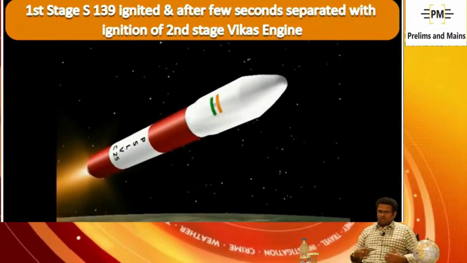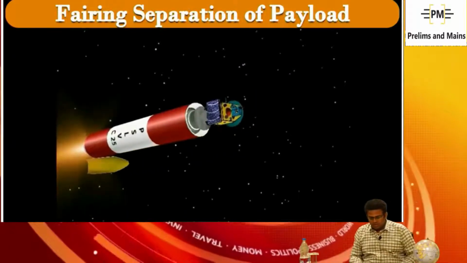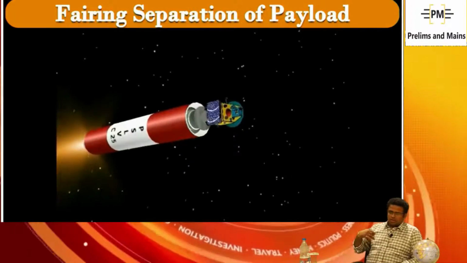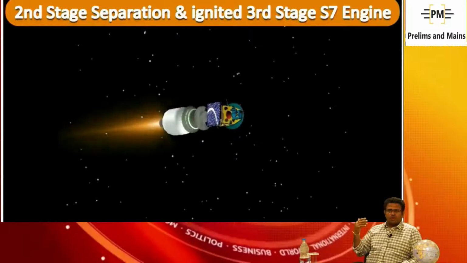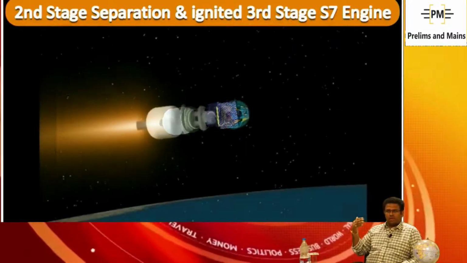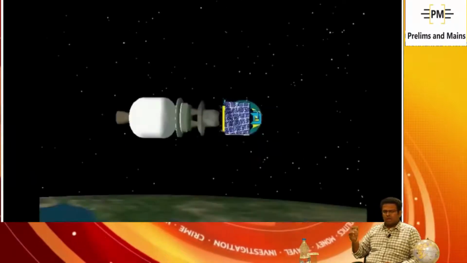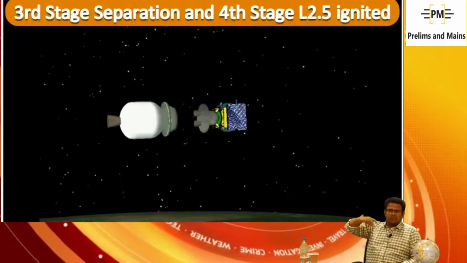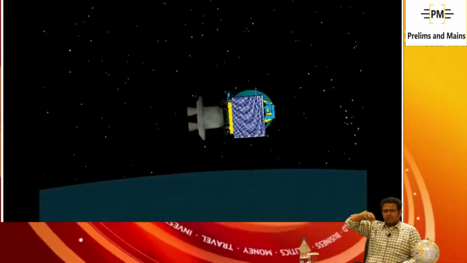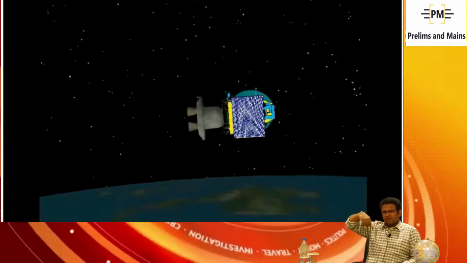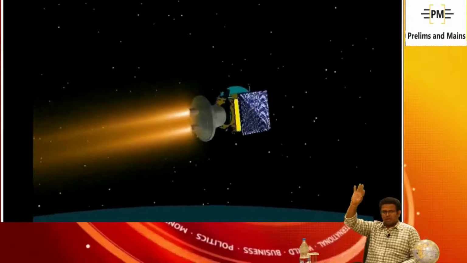So PSLV XL C25, and PSLV has four stages, solid and liquid, and you know S139, L2 42.5, S7 L2.5. Similarly, it will go, and then they started revolving around the Earth, every time with a small amount of fuel, in a geosynchronous transfer orbit, and then slowly and slowly.